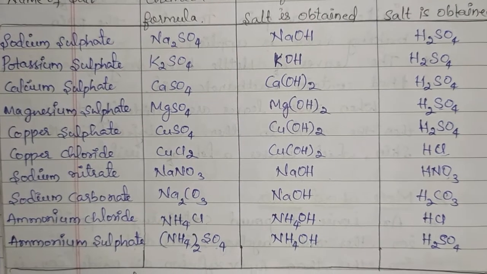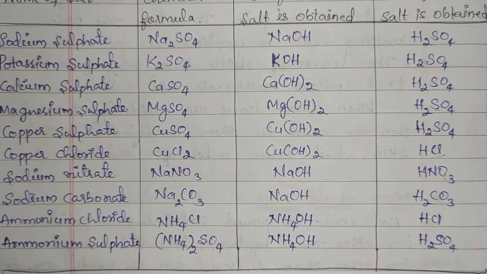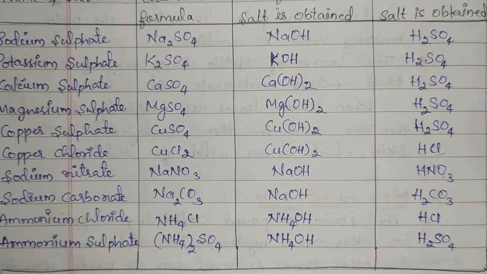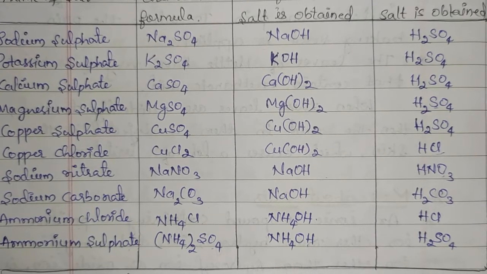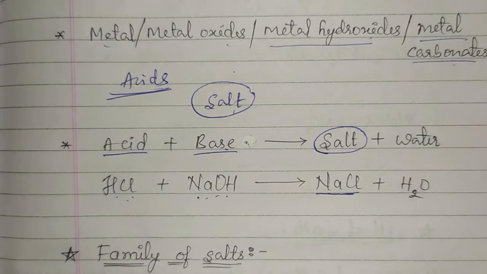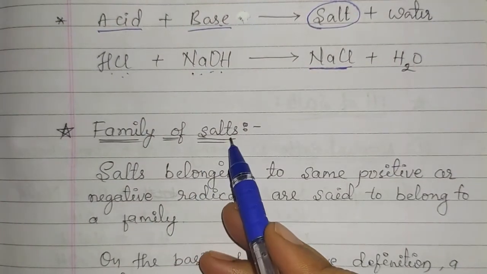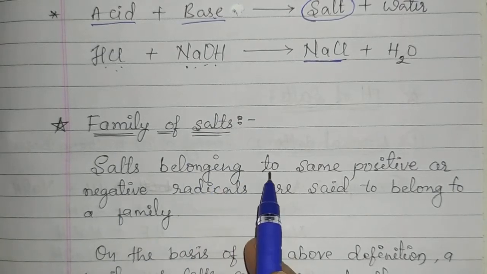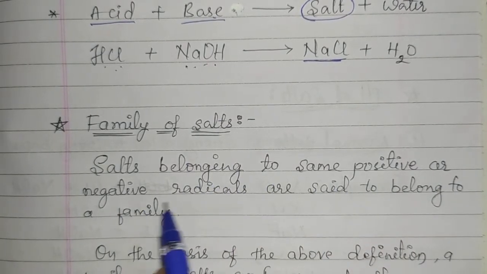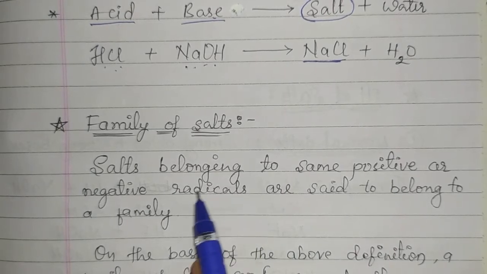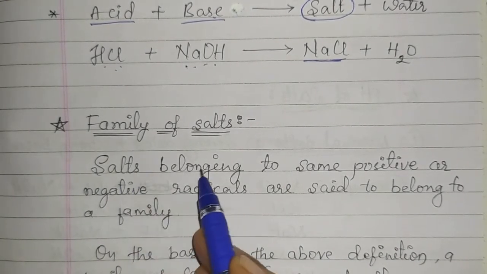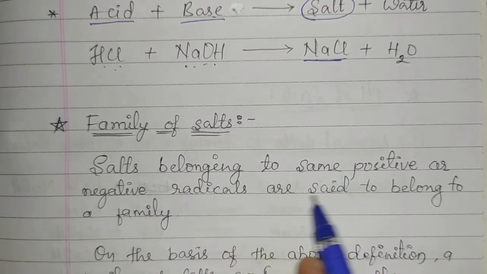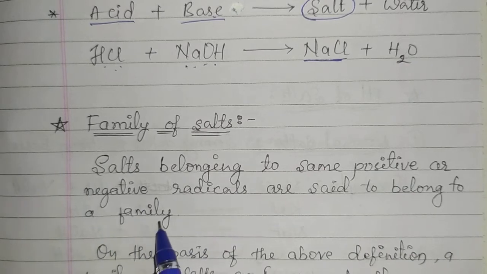Okay children, on the basis of the type of cation and anion present in salts, they are categorized into different families. Okay, then let us see what is family of salts. What is family of salts? Salts belonging to same positive or negative radicals. Radicals means nothing but ions. The salts belonging to same positive or negative radicals are said to belong to a family.